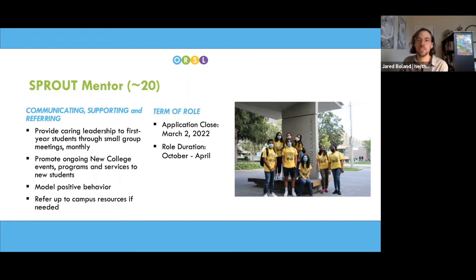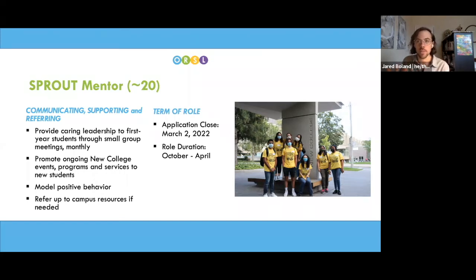I liked how Alex put it. It's really just that you're an ambassador for the college, that you're helping students find the best ways to access services, to make friends here, to understand the values that we espouse at the college, all of those things. So just like all these other roles, this application closes on March 2nd.